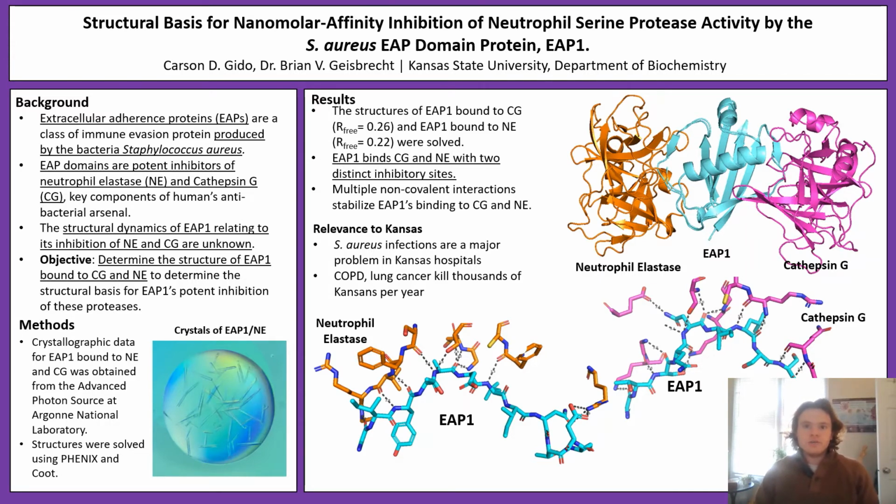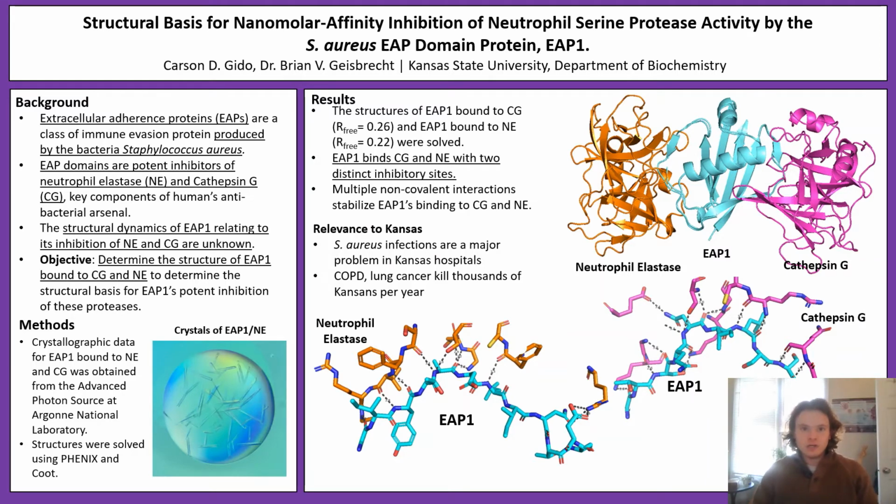The first interesting thing we noticed is that EAP1 uses two distinct loops on either side of itself to latch onto these proteases. These loops position themselves over the active site of the proteases, which is where most of the enzymatic work is done, and block their function.